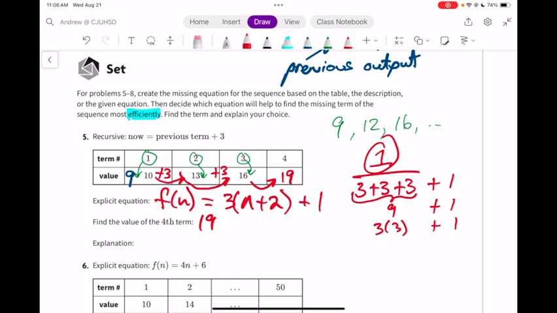Which is easier to do? Was it easier to just count up by 3s to find 19, or would it be easier to use the formula 3 times n plus 2, plus 1? Well, I think you'll agree it's easier to just add using the recursive function. All you have to do is take the last number given, 16, add 3 to it, and you're at 19. Easy.